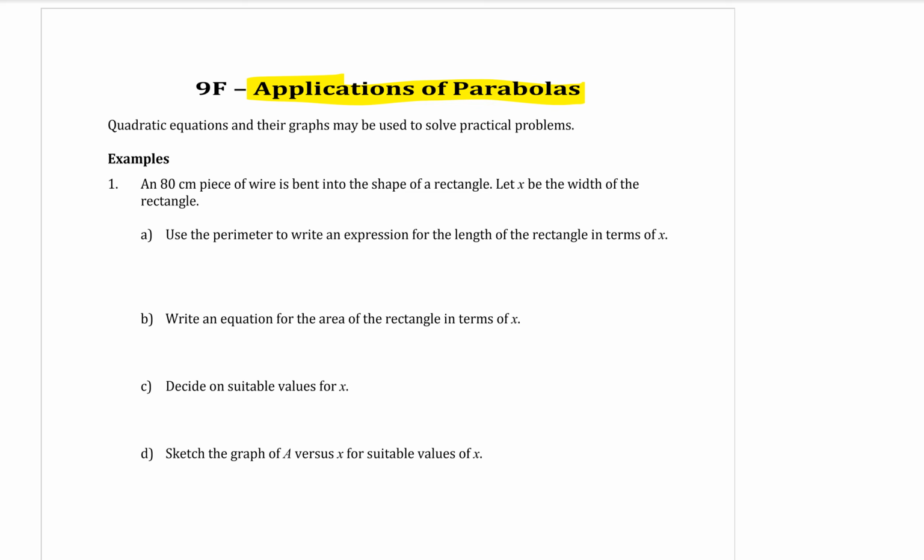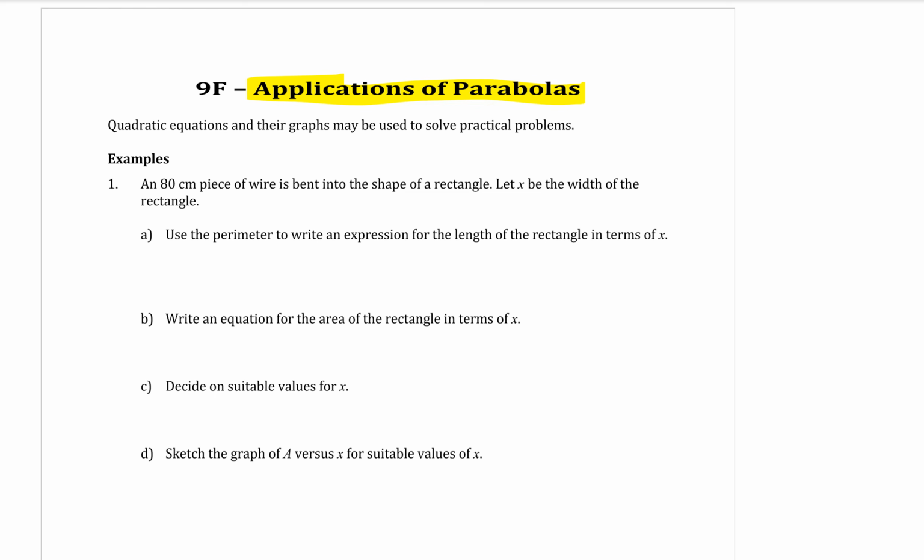Quadratic equations and their graphs may be used to solve practical problems. And there's nothing else that we can really say except for jump into questions. Each question that you get of these will be slightly different, but the techniques that you use will all be familiar from what we have learnt in this topic.